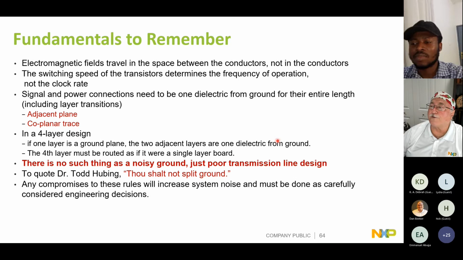When I go from 1 or 3 to 4, I must have a ground transition via to connect those horizontal dielectrics between 1 and 2 or 2 and 3 to the dielectric that's on 4 between the adjacent conductors, the signal trace and the ground trace or ground flood. And here's something I hear a lot: I have a noisy ground. Ground can't be noisy.